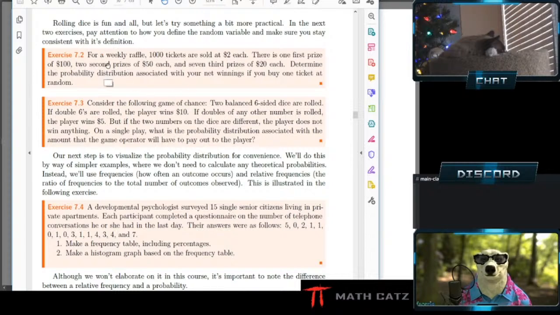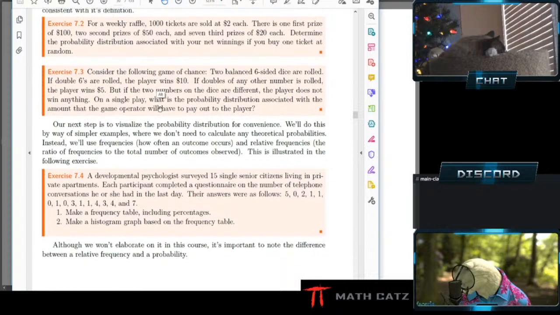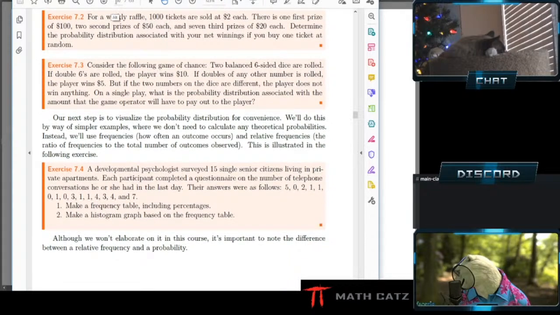All right. So let's get a little bit more practical. Rolling dice, it says here in the book, rolling dice is all good and well, but sort of academic exercises, really. So let's look at something like 7.2. For a weekly raffle, 1,000 tickets are sold at $2 each.